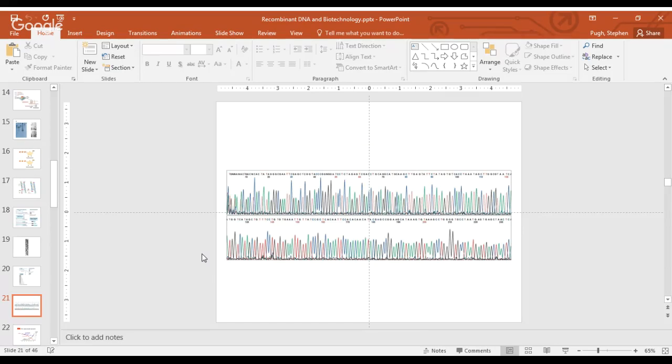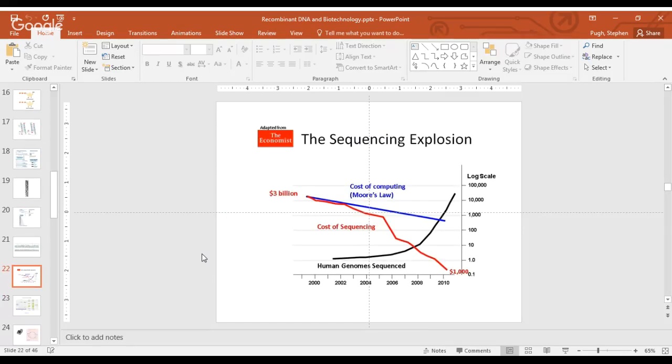When this process started 20 or 30 years ago, they could do 100 nucleotides a day. It was a pretty slow process. Now you can do thousands, tens of thousands, maybe even millions in a day. And so the rate at which DNA can be sequenced has gone up dramatically.